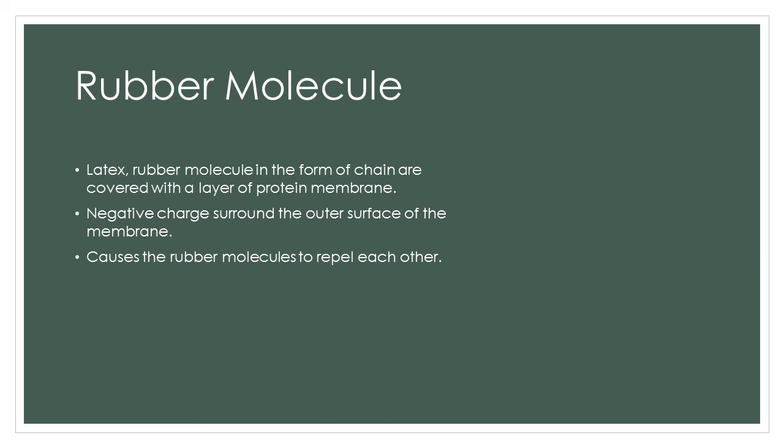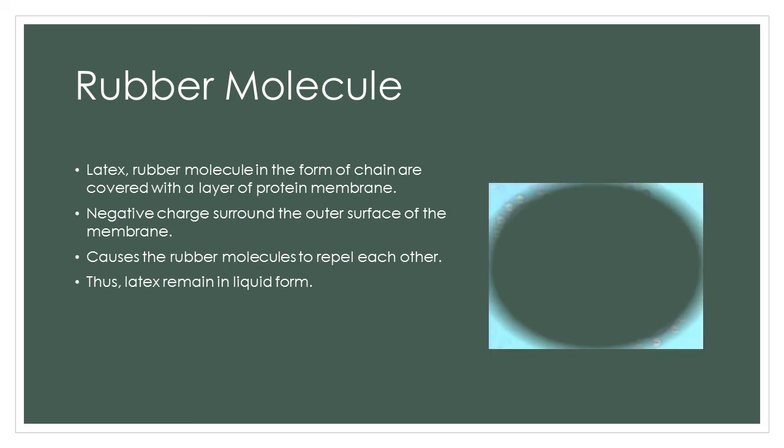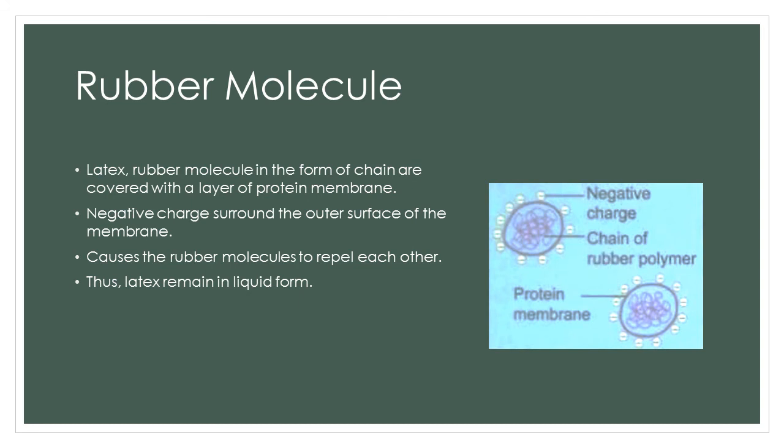Because the rubber molecule is in the protein membrane, each rubber molecule will repel each other because they have the same charge. Negatives will repel each other. That's why the rubber does not coagulate. That's why latex remains in liquid form. It's not coagulate.